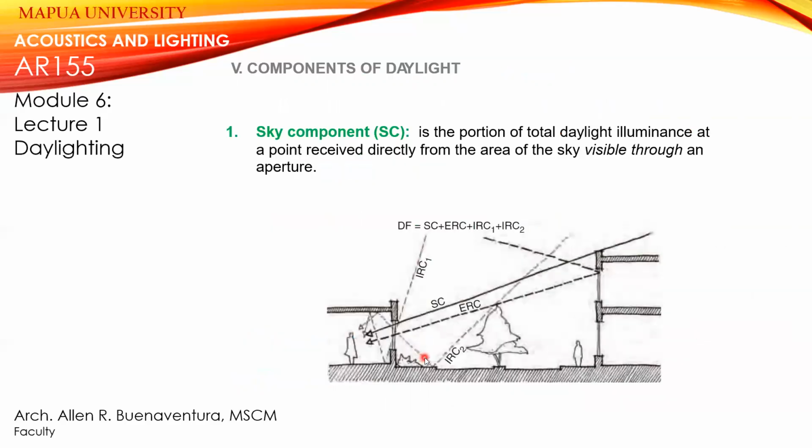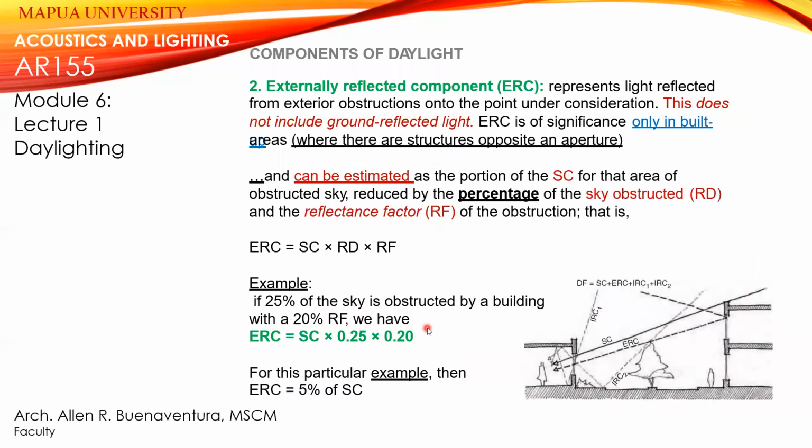So components of daylight, which is the sky component, is the portion of the total daylight illuminance at the point received directly from the sky or sky visible through an aperture. Okay. So externally reflected component, or ERC, is reflected light received from the exterior obstruction onto the point of consideration. This doesn't include ground reflected light. Okay. So this can be calculated using an instrument that can measure daylight. Okay.